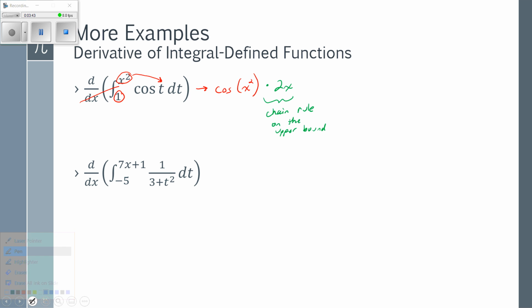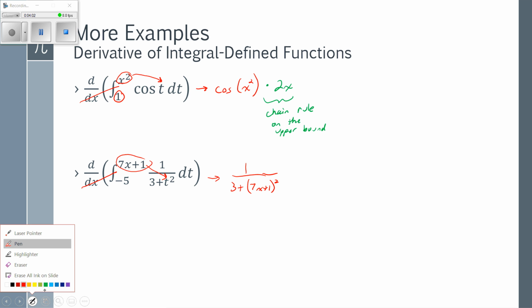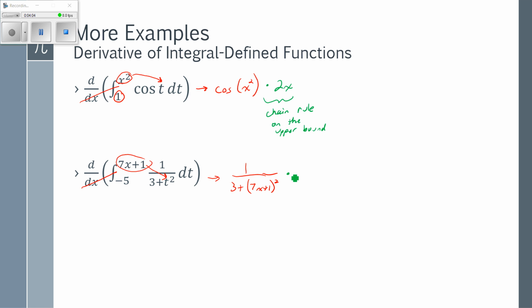So if I look at the second example here, constant lower bound, x is in the upper bound, so derivative cancels the integral. My upper bound replaces the dummy variable. So I have 1 over 3 plus the quantity of 7x plus 1 squared. But 7x plus 1 is itself a function, so times the derivative of that, which is 7.